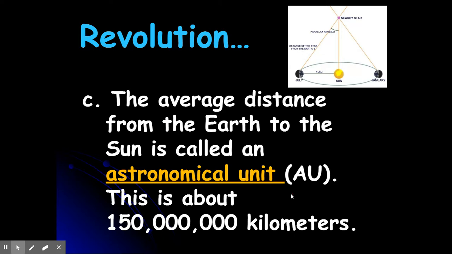Okay, the average distance from the Earth to the sun is called an astronomical unit, or AU. So for our purposes, the average distance is 150 million kilometers, or 93 million miles. So we use that as a measurement, and we call that 1 AU, 1 astronomical unit. So if we say something is 2 AUs or 3 AUs or 4 AUs away, then basically what we're saying is it is 2 times the distance that the Earth is from the sun, 3 times or 4 times the distance that the Earth is from the sun. And that is what an astronomical unit is. Okay? So hopefully this explains it.